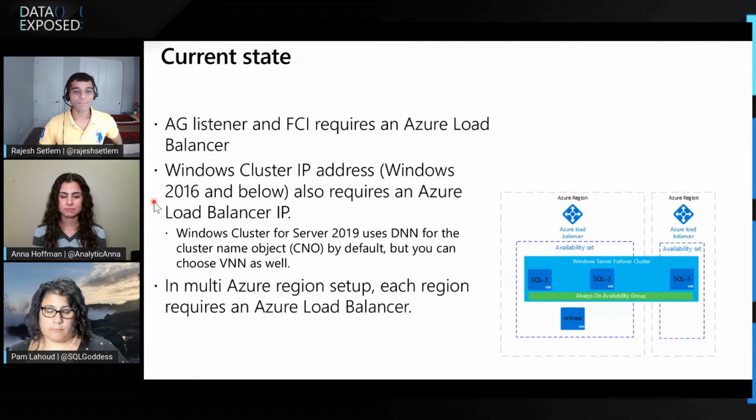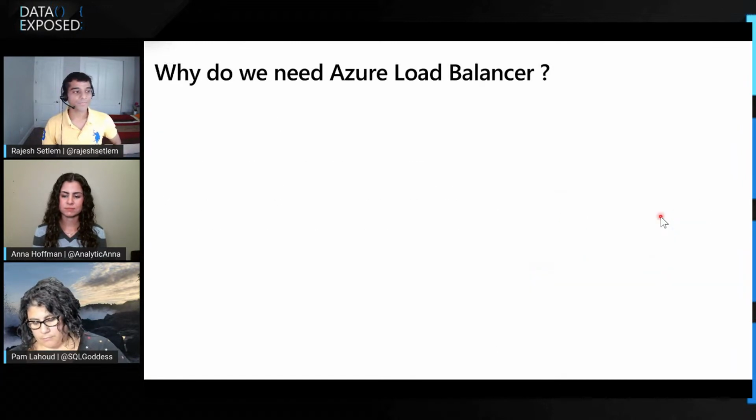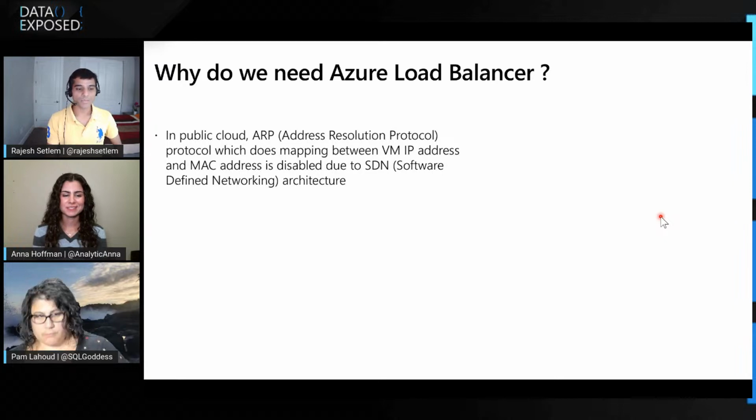And in a multi-region setup, which we have seen customers come up with because they have a primary region in one Azure region and then pick a different Azure region for DR, you have to deal with a load balancer on both sides. So you need a load balancer on the primary, and you need a load balancer on the secondary region. And if you ask, why do we even have to deal with Azure Load Balancer, which is a pure networking concept, in the SQL world, especially on the HADR technologies? The reason is, I'll quickly touch upon some of these concepts.